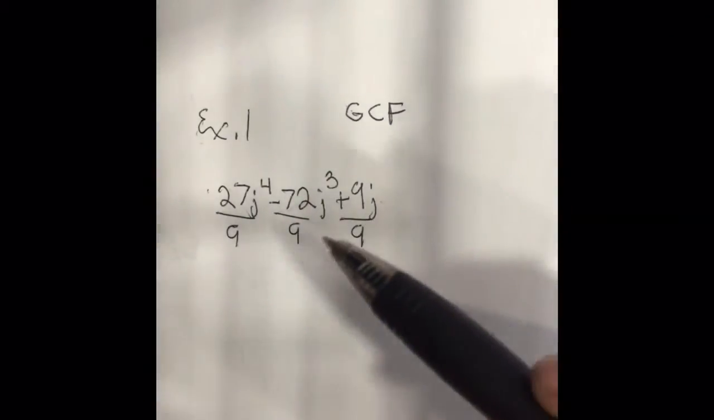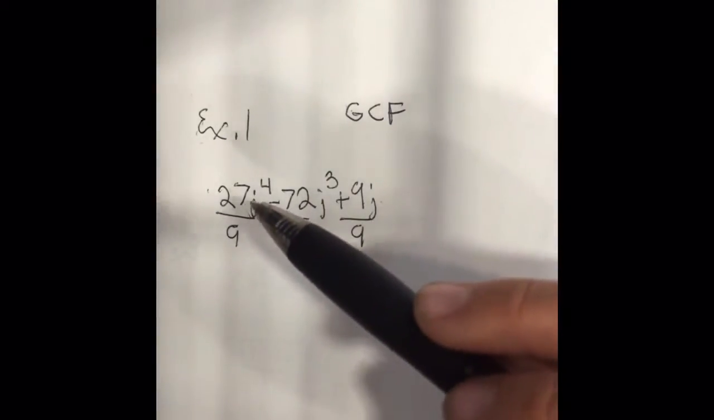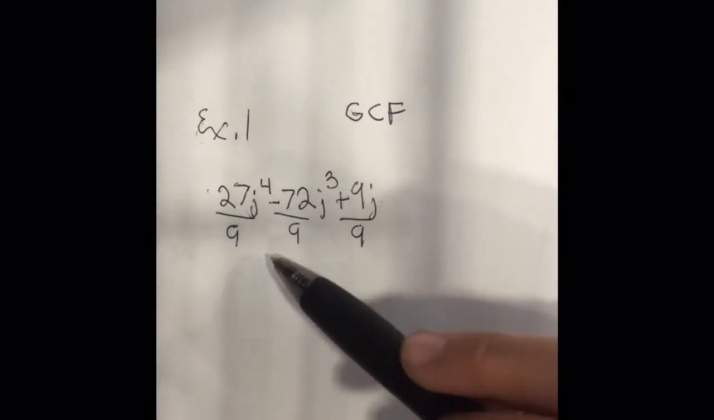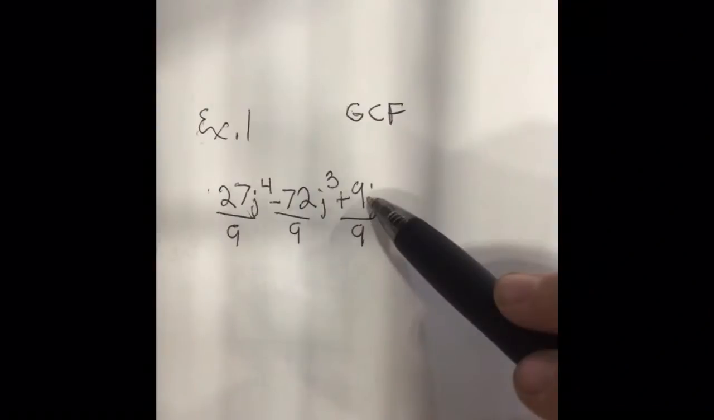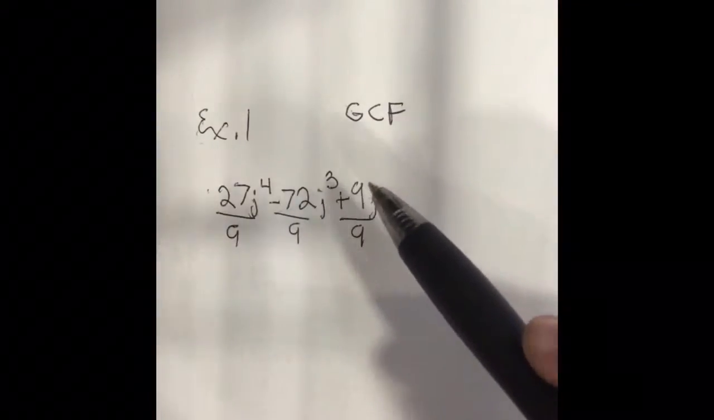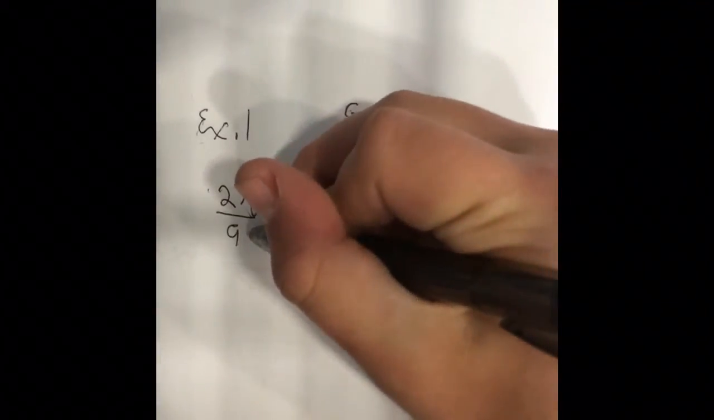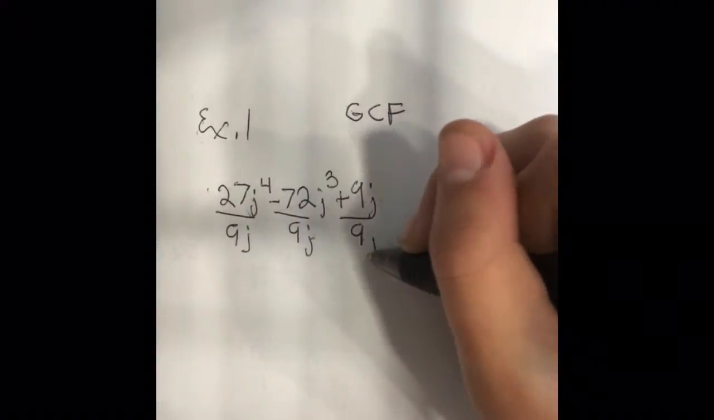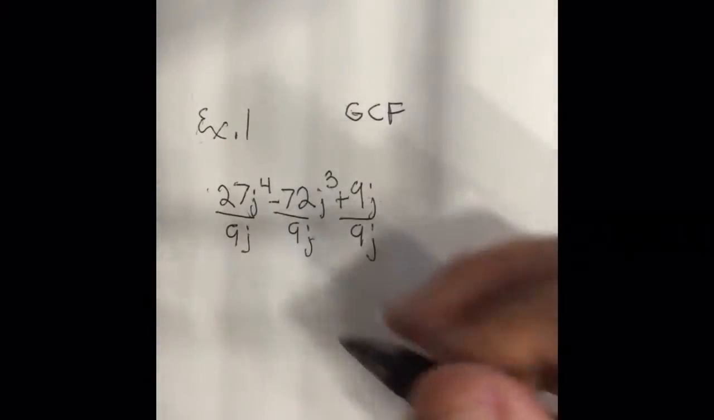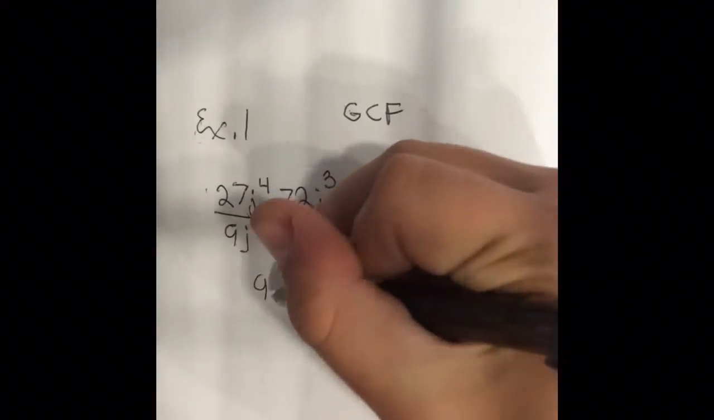And you have to pick your least common degree, which is the lowest. So we have j to the 4th, j to the 3rd, and j. And your least common degree would be j, because 4 and 3 are bigger than 1. So it would be 9j. And for your final answer, you put 9j in front.